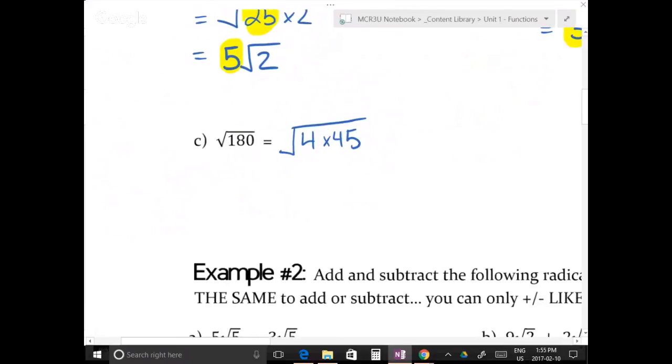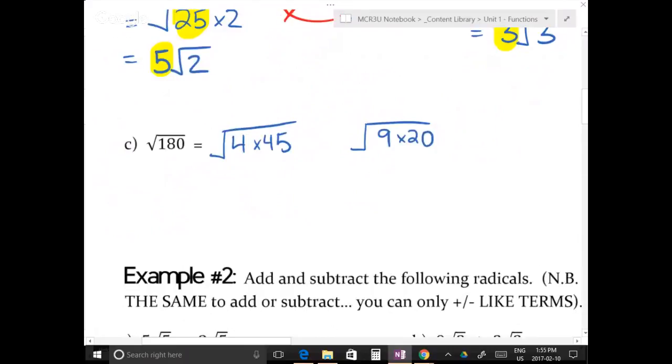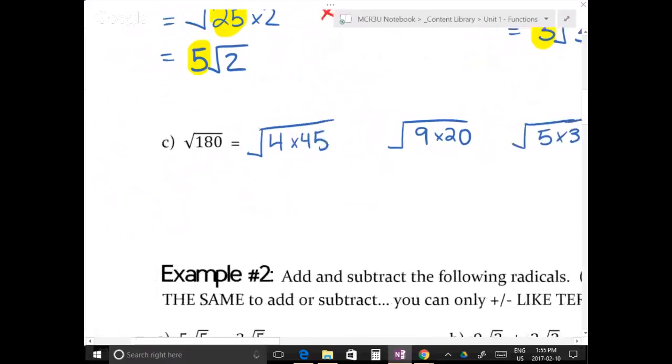Did anyone do a different one? I'm going to show all the different ones we could do. What did you do? 9 and 20. Good. That was my instinct, to say 9 times 20. I don't want to show off with an impressive one. Yeah, 5 times 36. Show off. All right. It's fine.